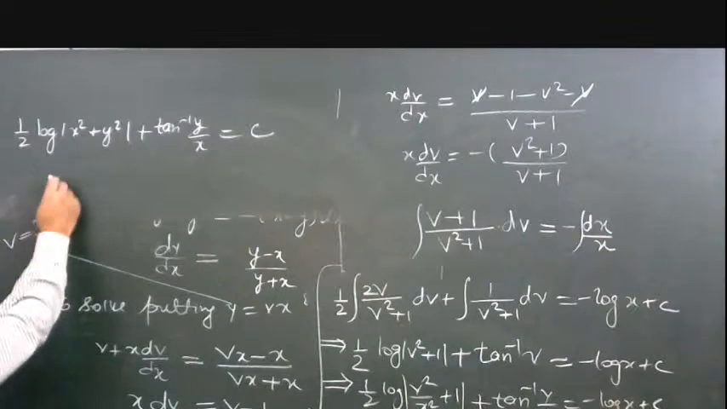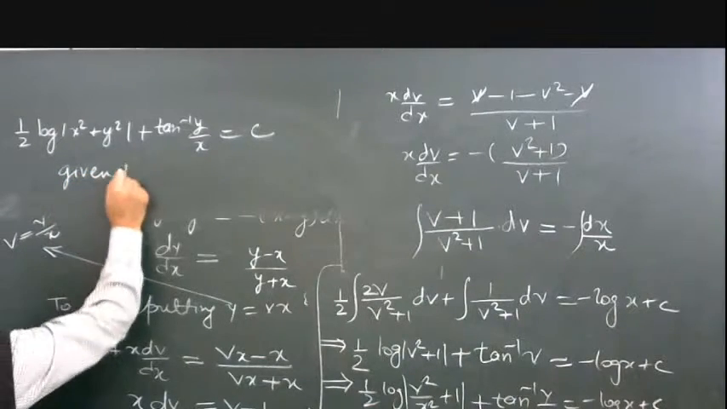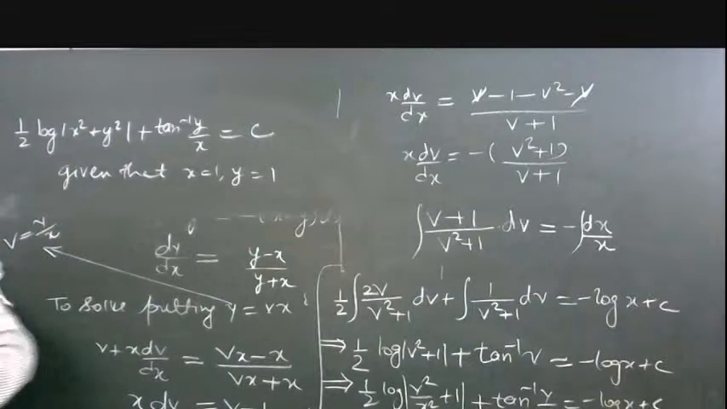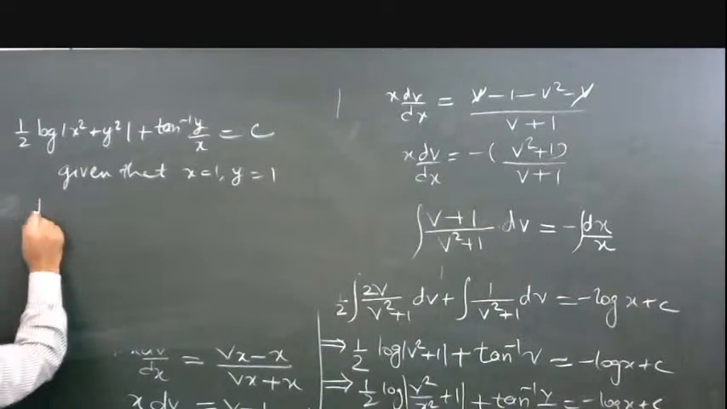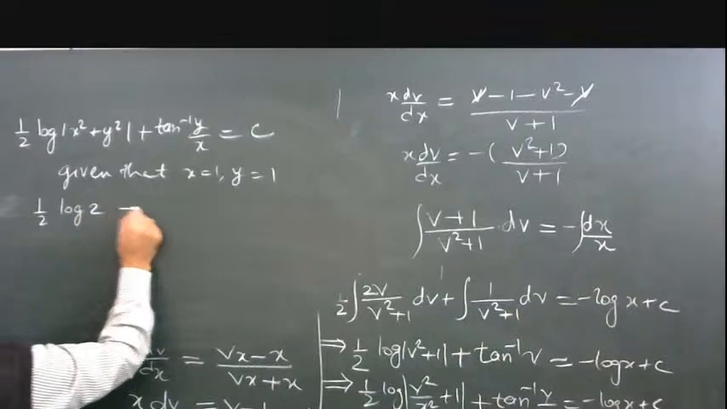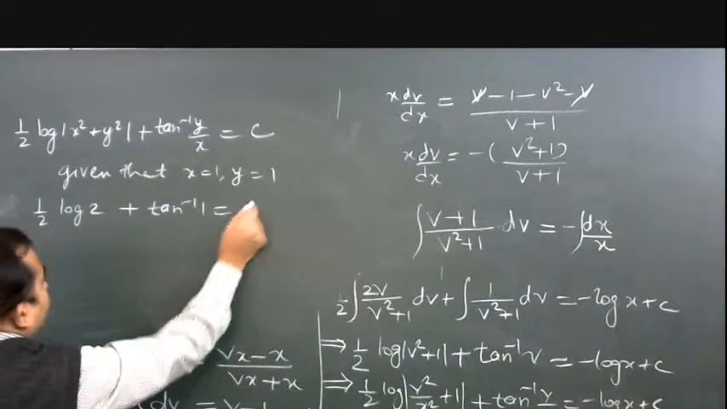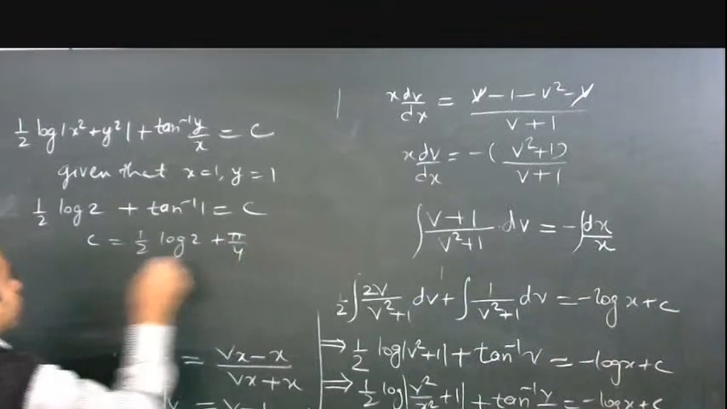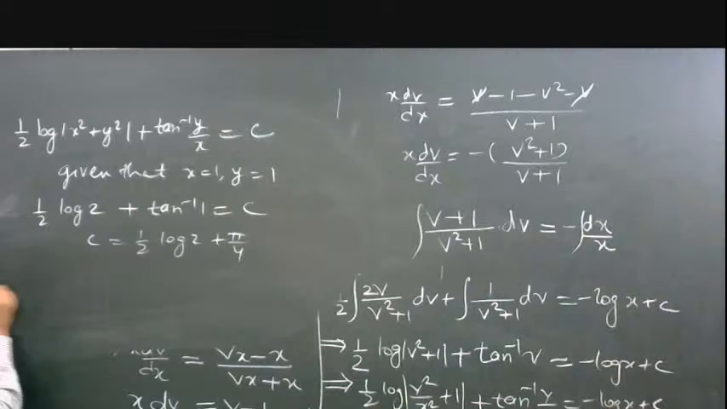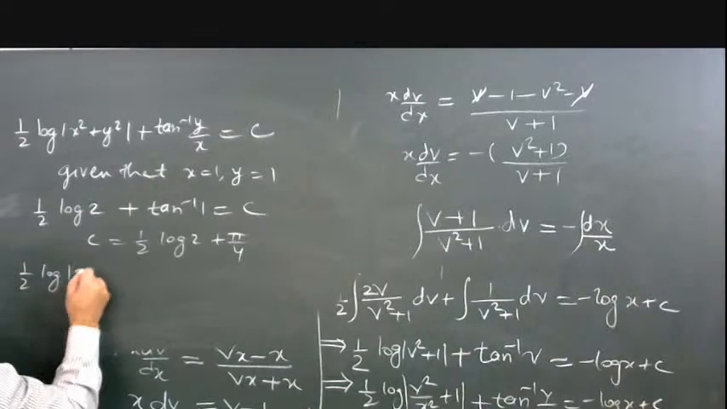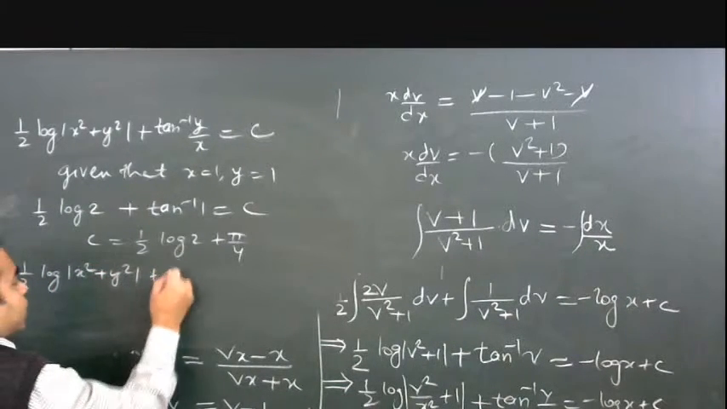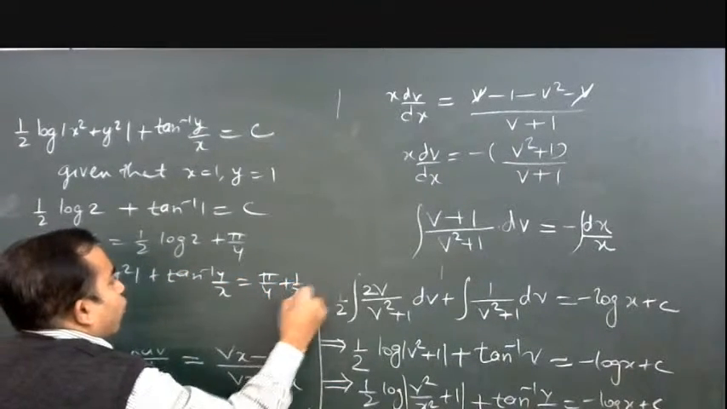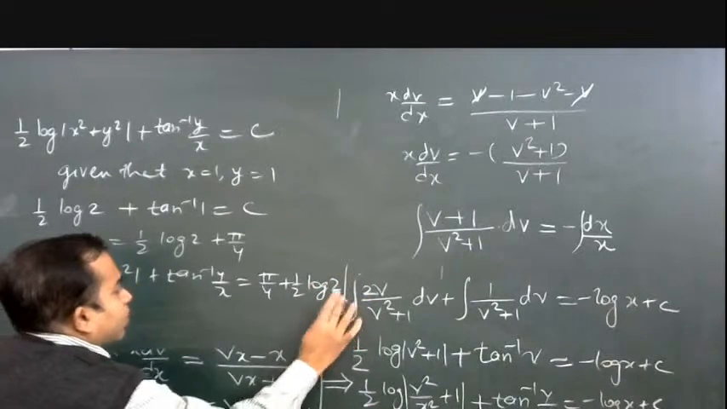Now I am given that y equal to 1 and x equal to 1. Let us find out C. Then this will become half log 2, 1 plus 1, 2, plus tan inverse 1 equal to C. So C is half log 2 plus tan inverse 1 is pi by 4. So my final particular solution is half log x square plus y square plus tan inverse y upon x equal to pi by 4 plus half log 2. Check the answer, students, and tell me, is this right?